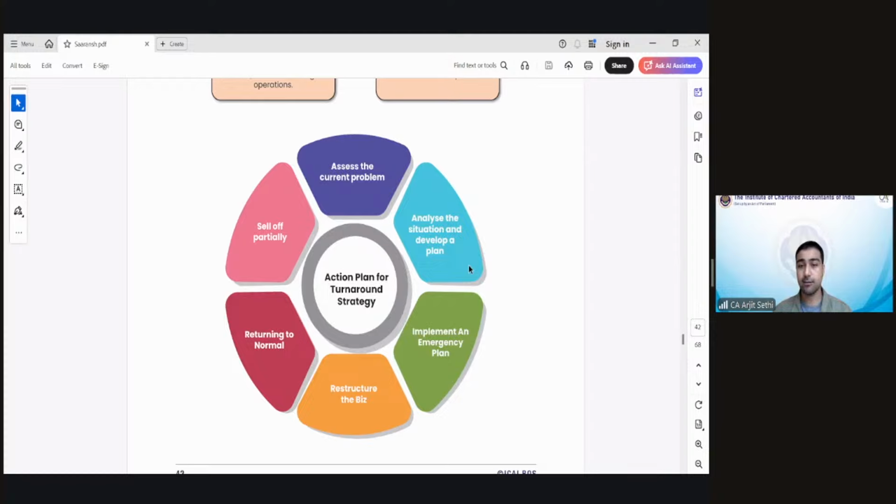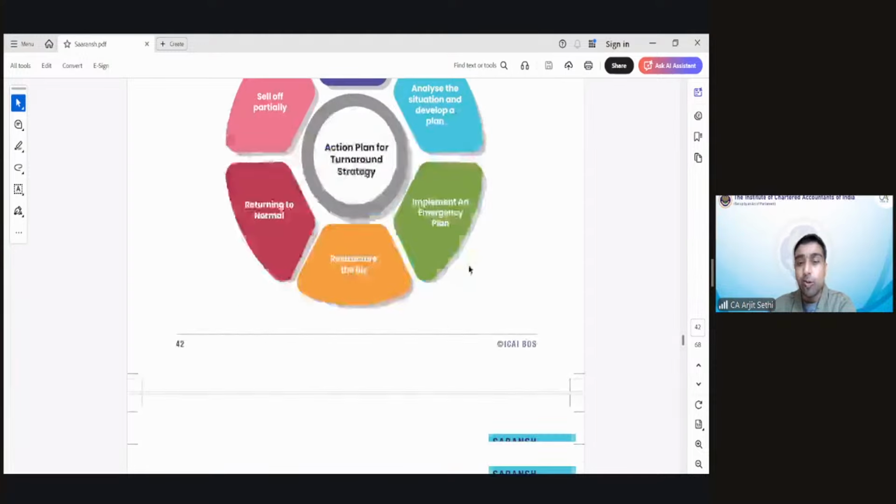You restructure the business, you return to normal and you sell off partially. अब क्या करते हो? You sell off partially as well to get some money और फिर उसको यूज करते हो बिजनेस को टर्न अराउंड करने के लिए. You assess the problem, you analyze the situation, you implement an emergency plan, you restructure the business, and you return to normal situation. और उसको करने के लिए पैसा आता है कुछ थोड़ा सा बेच के. Okay? Returning to normal is the final step. कि अब आप नॉर्मल हो गए हो, इमरजेंसी प्लान लगाया, रिस्ट्रक्चर किया बिजनेस, ताकत डाली, बट ये होता कैसे?